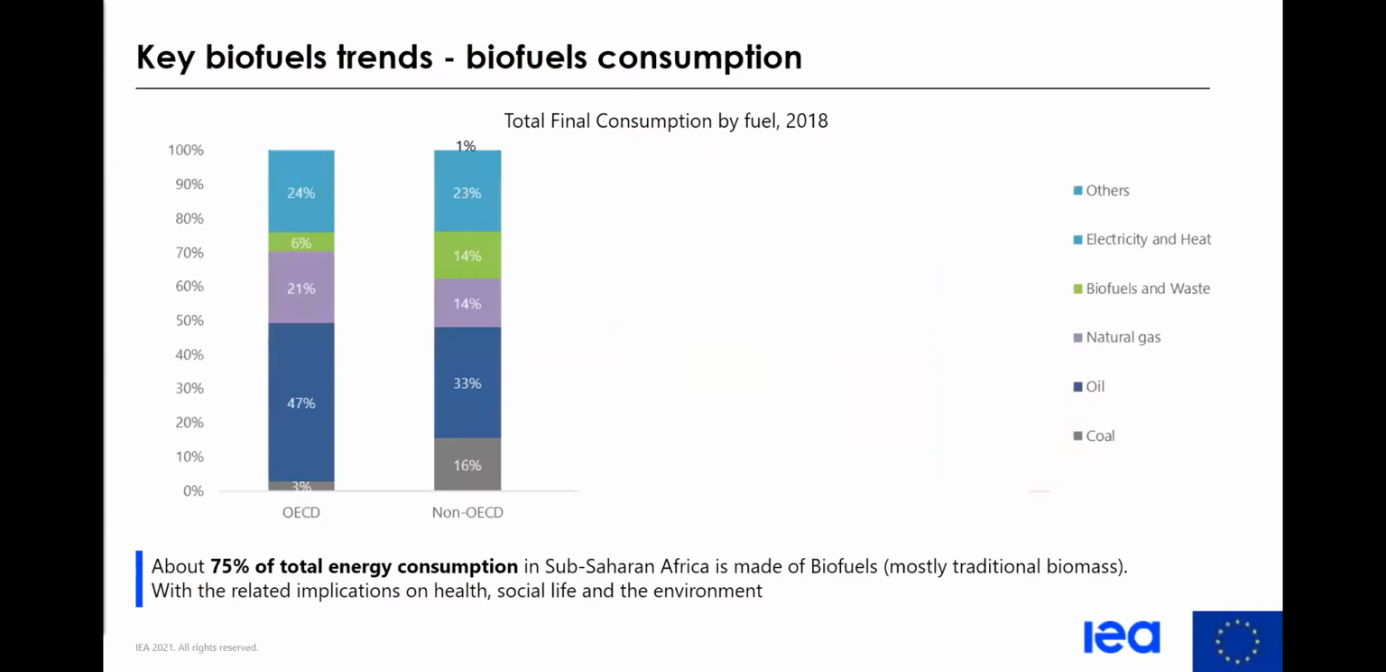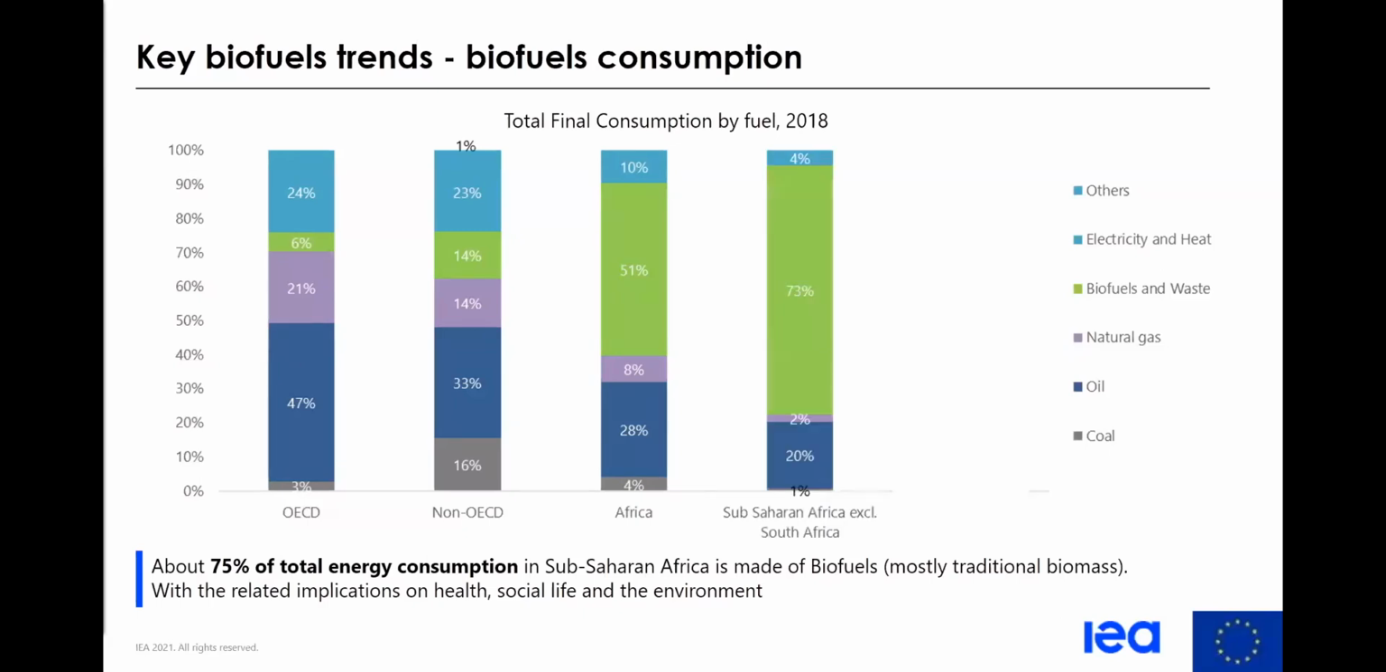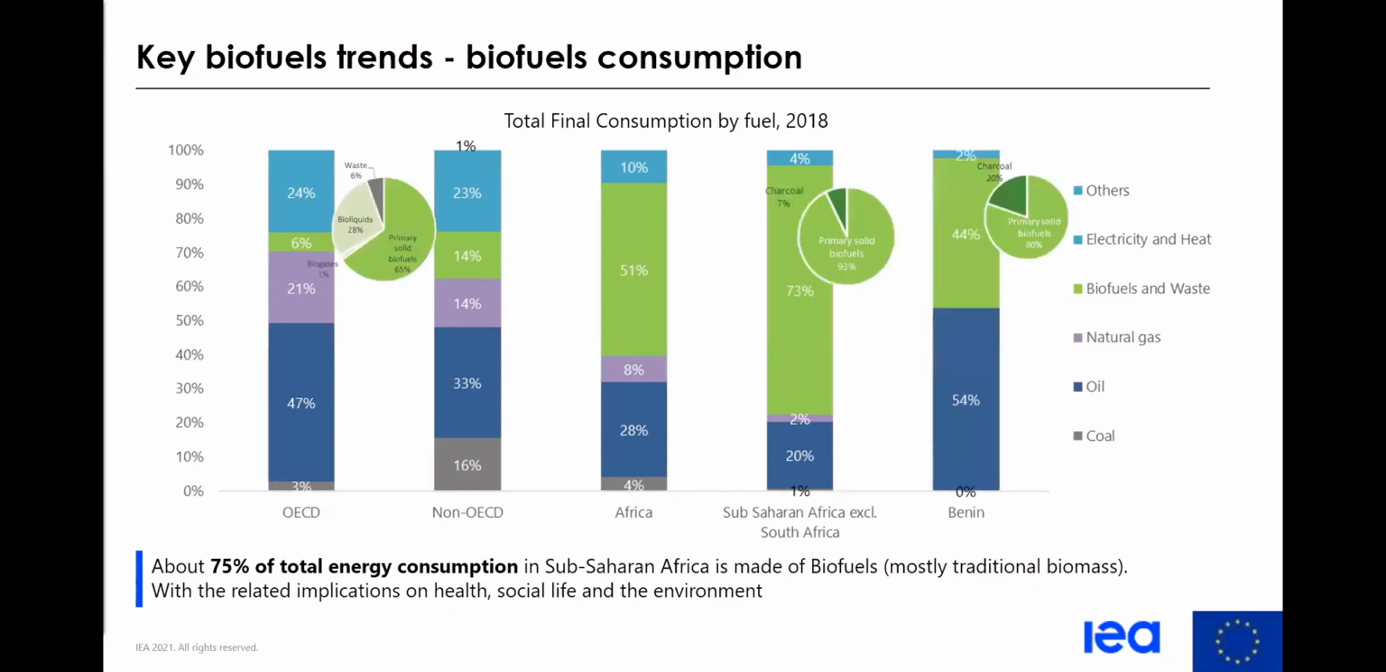Now, if we look at final consumption, we see that in OECD countries, biofuels and waste is not significant, and in non-OECD regions as well, it accounts for only 15% of consumption. However, if we look at Africa, the share increases to over 50%. And in Sub-Saharan Africa, it is even larger, accounting for three-quarters of total final consumption. We have seen that biofuels are the highest consumed fuels in Sub-Saharan Africa. In Sub-Saharan Africa, the biofuels consist mostly of primary solid biofuel such as wood and then charcoal.